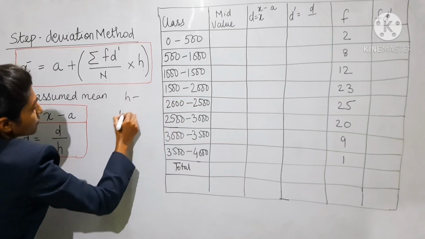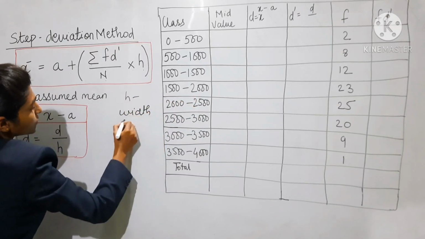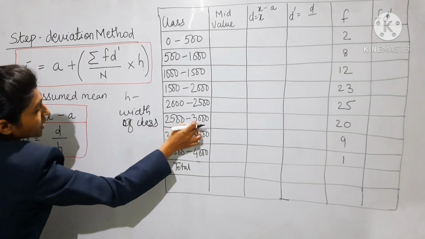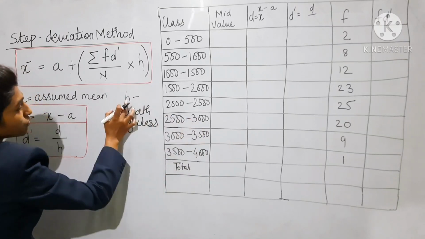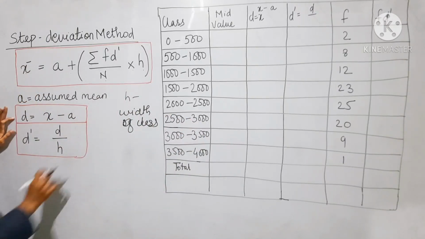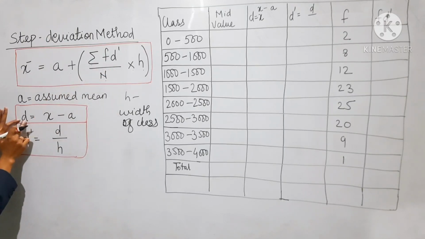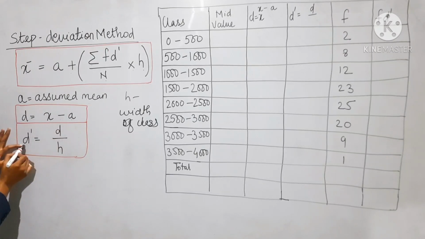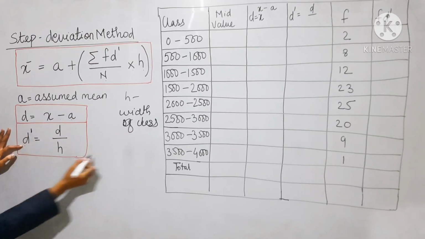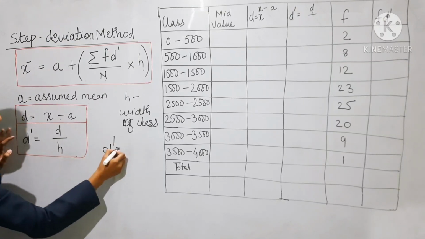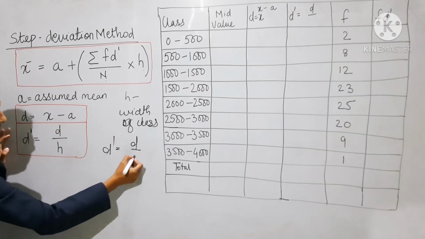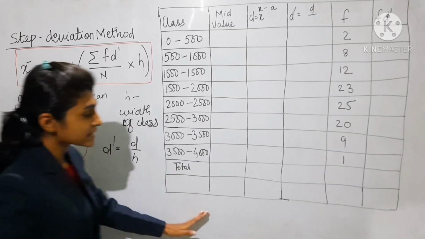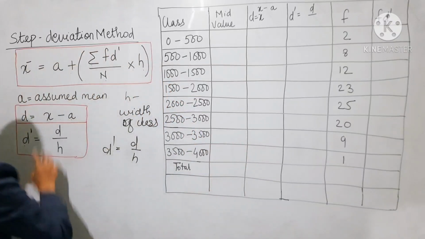H is the width of the class, the distance between the lower limit and upper limit. Now D means deviation. To find deviation, the formula is X minus A, and step deviation D dash is equal to D, the deviation, divided by H, where H is the width of the class. Now we'll see an example and solve it using this formula.